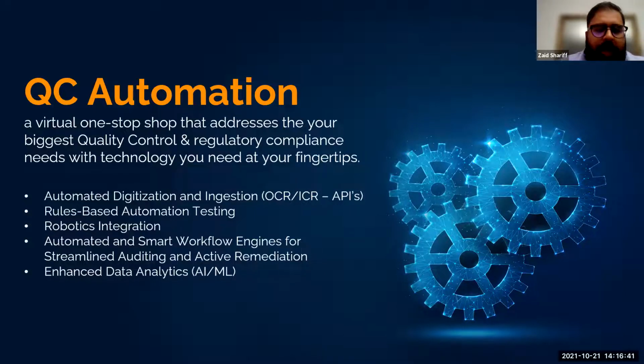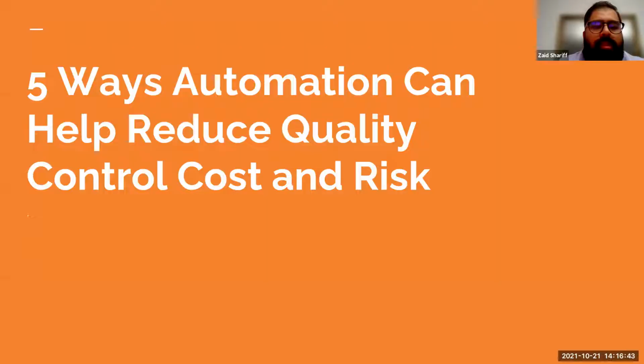Hearing no further questions, we'll move forward. So, five ways automation can help reduce quality control costs and risks. Now we're going to get into the five ways.